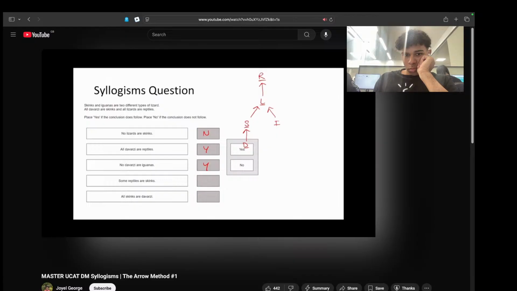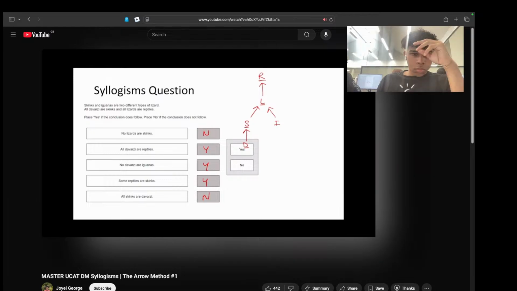And lastly, all skinks are Devasi. So this is why it's crucial to get the direction of the arrow right. Because our arrow says all Devasi are skinks, but it doesn't say all skinks are Devasi. Remember what I said, all crows are birds, that doesn't mean all birds are crows. And this is one of those common tricks that we talked about, the whole ABBA idea. And it's very easy to identify from the diagram here. Okay? Cool. So what we're going to do now is we're going to go on to the next example.